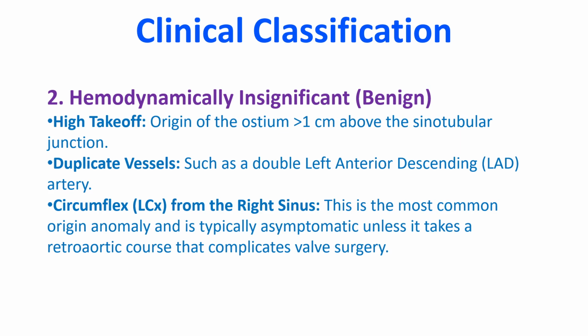Hemodynamically insignificant, benign. High takeoff, origin of the ostium more than 1 cm above the sinotubular junction. Duplicate vessels, such as a double left anterior descending artery. Circumflex from right sinus. This is the most common origin anomaly and is typically asymptomatic unless it takes a retroaortic course that complicates valve surgery.